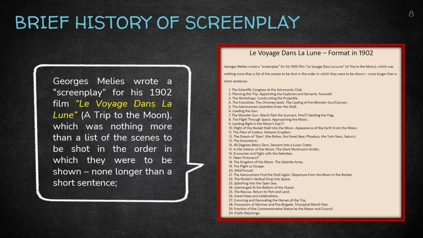Loading the gun. Astronomers, scientists enter the shell. Monster gun. March past the gunners. Fire. Saluting flag. So it's just brief, straight to the point again, and very understandable on what to expect. As you can see, the screenplay of A Trip to the Moon is very direct, very straight to the point, but it is also very vague. So it can also mean a lot of interpretations.